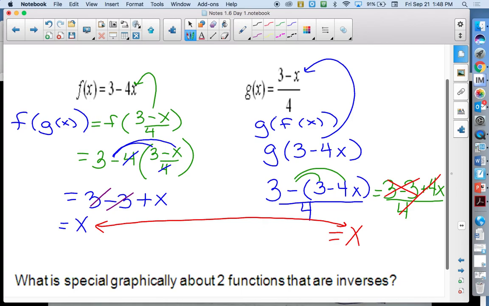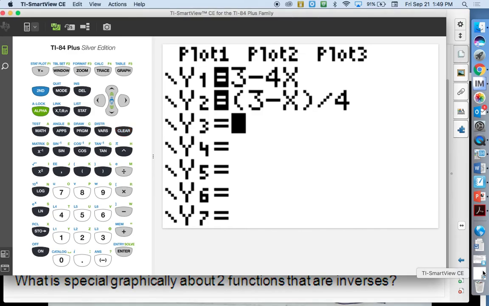So you have your calculator out. If you can put those two equations in your calculator. One in y1, the second one in y2. If you don't have your calculator out, that's okay too. So when you put the second equation in, remember parentheses around the numerator if there's a quantity there. So 3 minus x gets parentheses. And then hit graph.